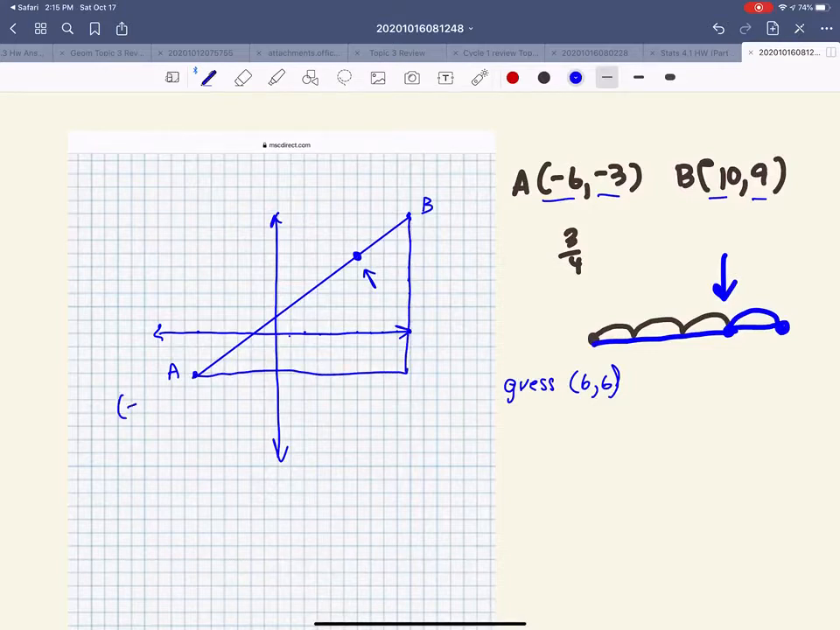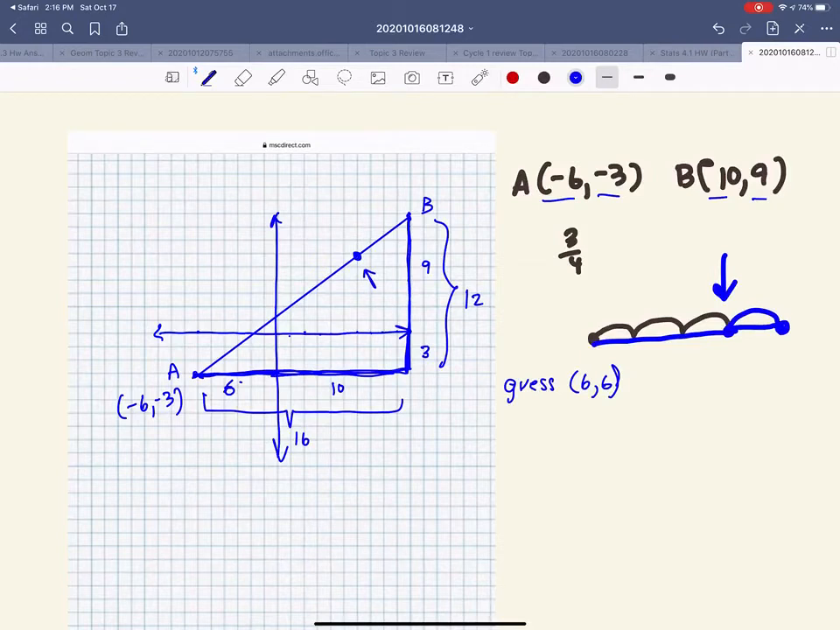This was the coordinate -6, -3. So I went back 6. This is the distance, 6 boxes back. And then this one I went 10 forward. So that's 10. So this whole thing is 16. And then this is 3, and we went up 9. So 3 and 9 makes 12. So that whole thing's 12.